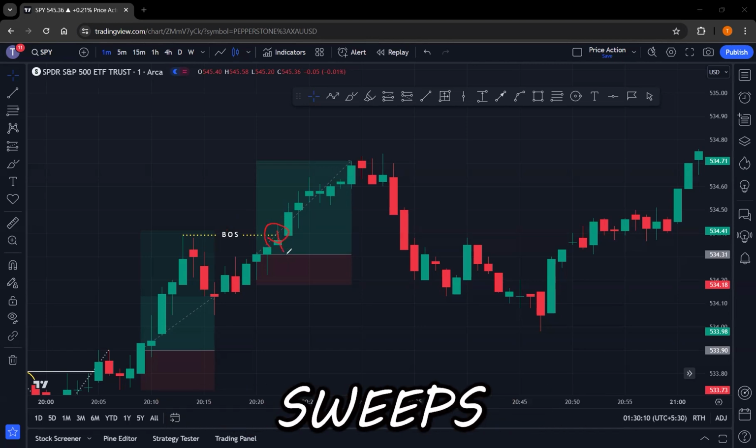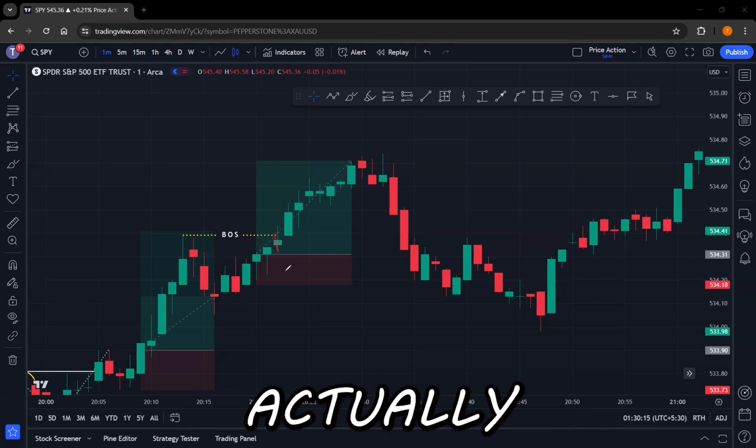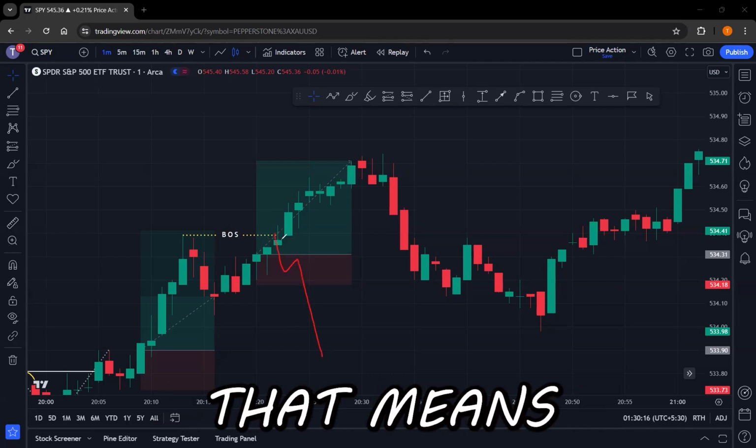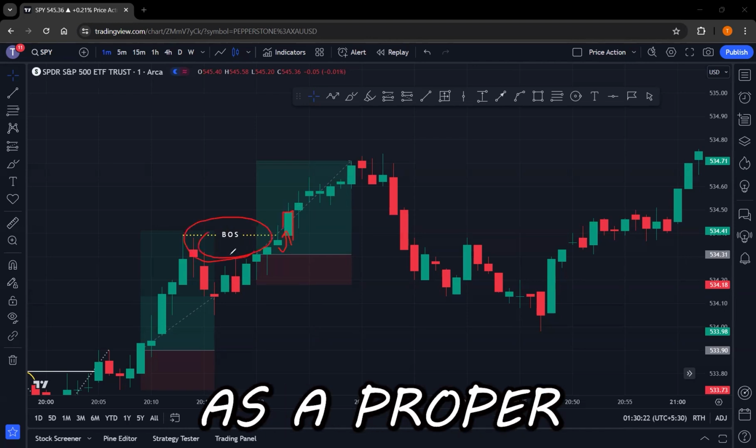If the price sweeps and starts going downside, then it is highly a manipulation trade, and then we can take another sell opportunity towards the downside. But if that doesn't happen, that means the next candle continues the momentum and then confirms above it, then this will be regarded as a proper breaker structure in the market.